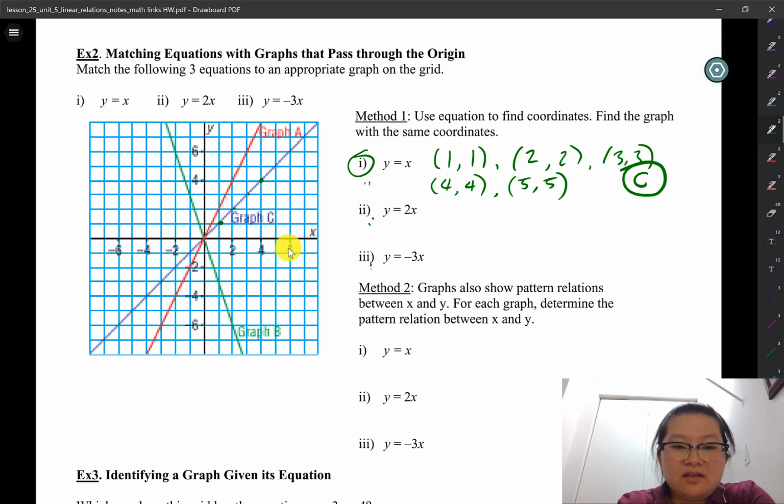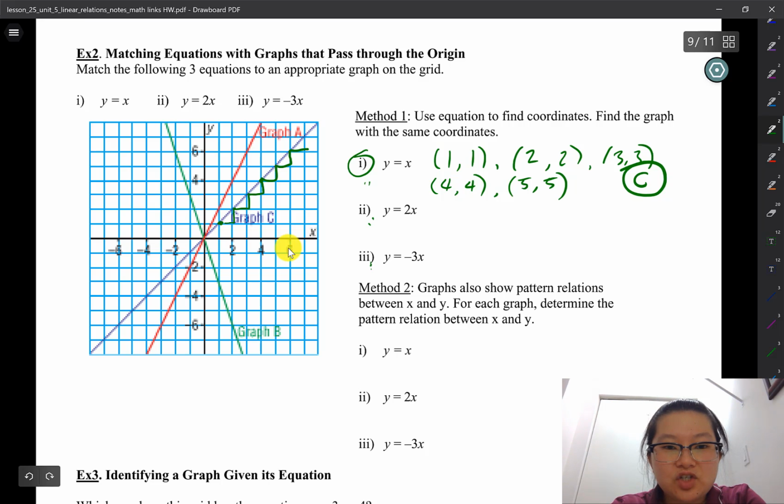This is an interesting concept because notice that as I increase my x by 1, my y also increases by the same amount. So I go over by 1, I go up by 1. Go over by 1, go up by 1. So it's the same increase. It's a constant change. That's the interesting thing about these graphs. They all talk about constant change. So what about number 2? Give number 2 a try.